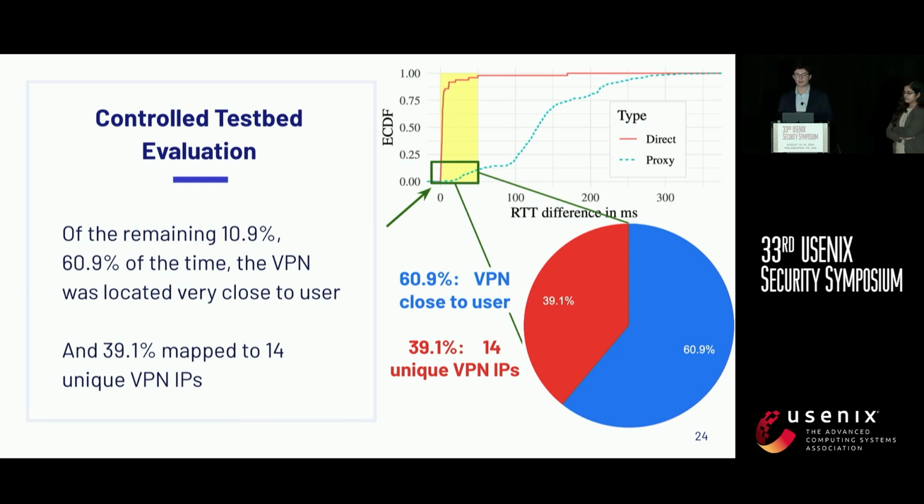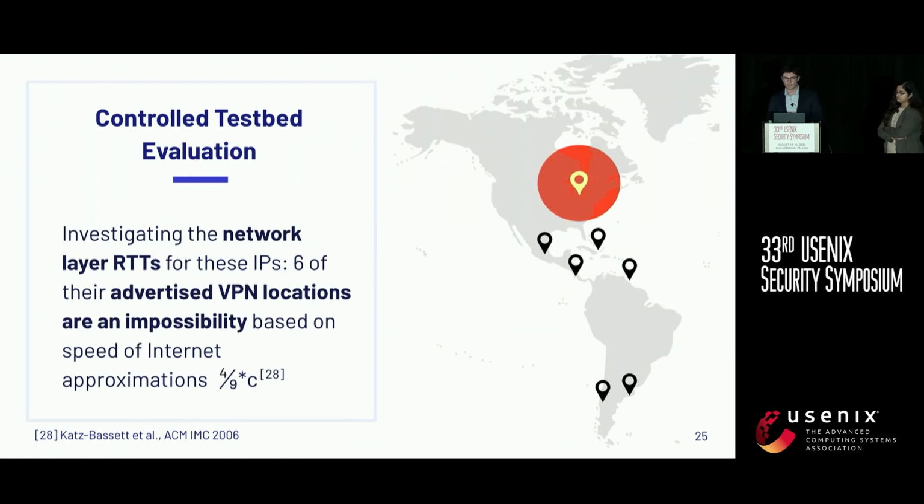So we then investigated the false negative measurements where the user used a VPN, but the RTT difference was less than that 50 milliseconds. We found that in 61% of those cases, the VPN was located very close to the user. This is out of scope for us, as our aim is to identify long distance and remote proxy use. So looking at the remaining 39% of the false negative cases, we found that all of them mapped to 14 unique VPN IPs. And we looked at these more carefully.